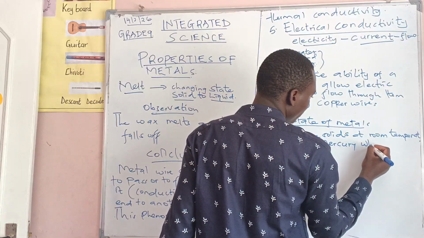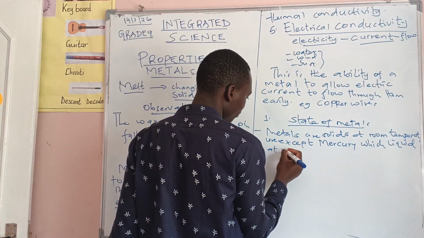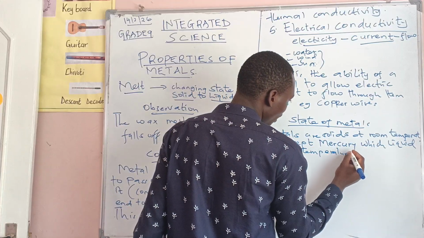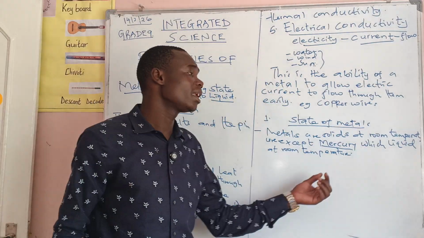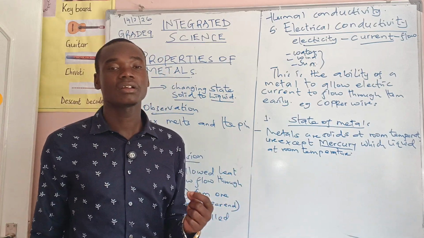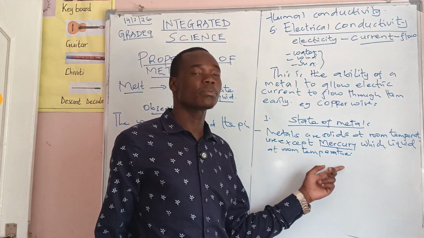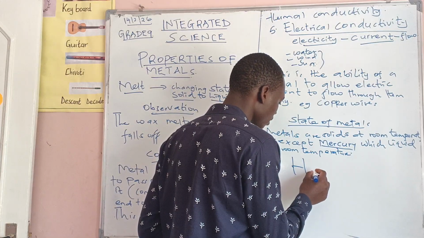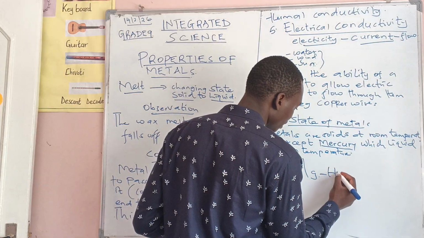Mercury, which is liquid at room temperature. I know the majority of your teachers won't remember the mercury. Mercury is liquid at room temperature, and it is the only metal that is liquid. In an examination, if you are asked to mention the only metal that is liquid at room temperature, kindly consider mercury. The symbol for mercury is Hg, standing for hydrargyrum.